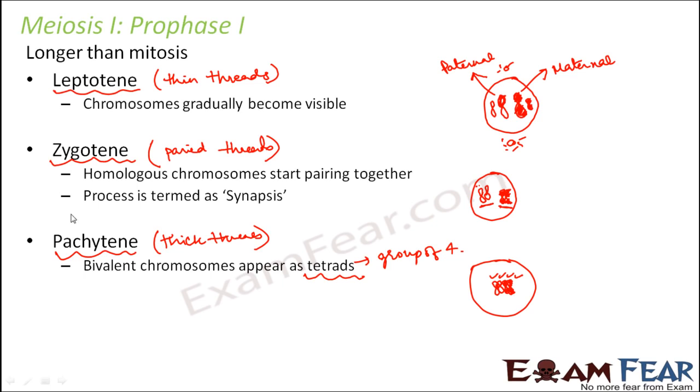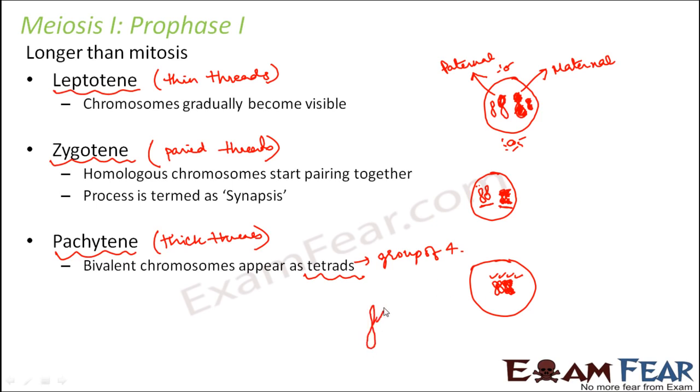So tetrad formation takes place in pachytene. You see how thick it becomes. That is why it is named pachytene, which means thick threads. At this stage, this tetrad is also known as bivalent. Now in this stage, there are sites where recombination takes place. Those sites become visible and they are known as recombination nodules.